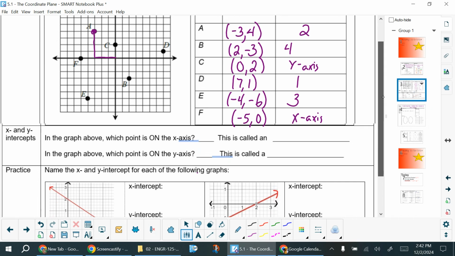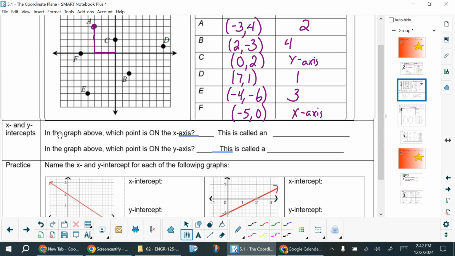From there, we're going to go ahead and talk about x and y intercepts. And what you notice here is on the graph, there was one point that was on the x-axis. That was point F. And it had the coordinates, as you could see, negative 5, 0. And we call that an x-intercept. Intercept. There we go. And x-intercept, all that means is that it's a point that's on the x-axis. If we're thinking about something more like a line, it is where the line crosses the x-axis.